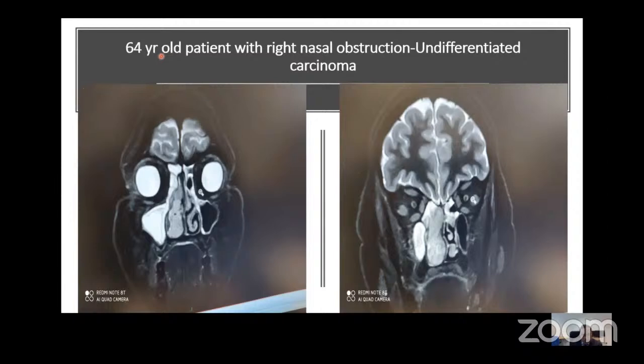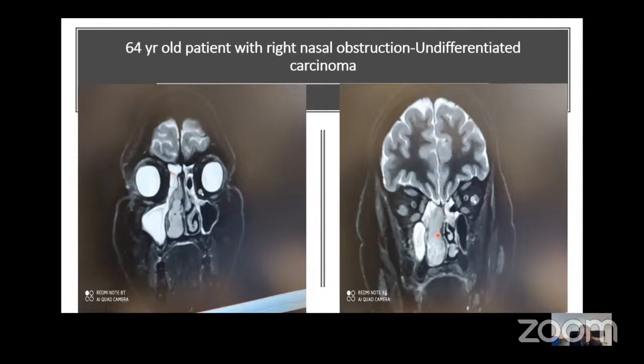Here is a 64-year-old smoker who presents with right-sided nasal obstruction. A mass is seen in the nasal cavity on endoscopy. The MRI scan shows a solid mass filling the right nasal cavity. This is a T2 sequence. We can see thick fluid secretions filling the maxillary sinus and the ethmoidal sinus.